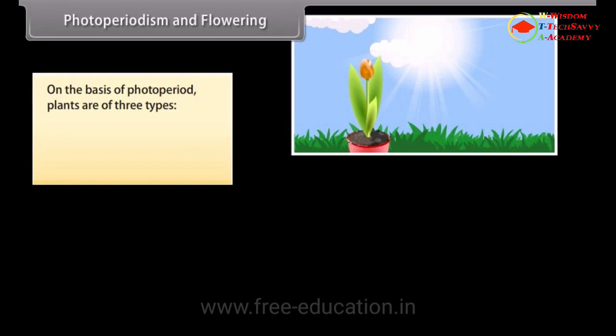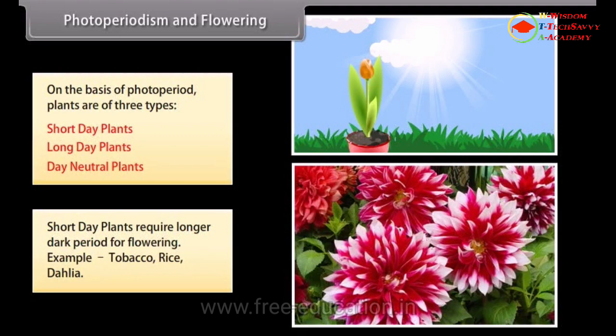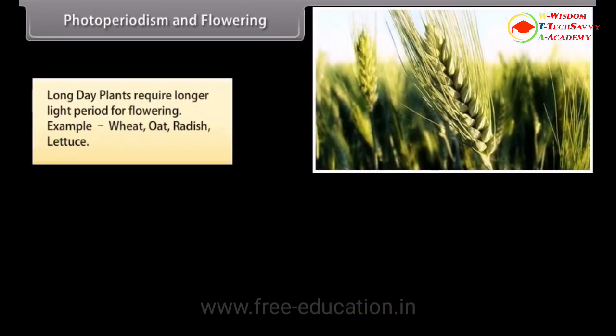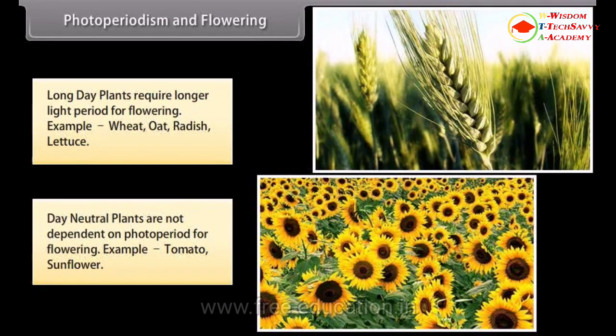On the basis of photoperiod, plants are of three types: short-day plants, long-day plants, day-neutral plants. Short-day plants require longer dark period for flowering. Example: tobacco, rice, dahlia. Long-day plants require longer light period for flowering. Example: wheat, oat, radish, lettuce. Day-neutral plants are not dependent on photoperiod for flowering. Example: tomato, sunflower.